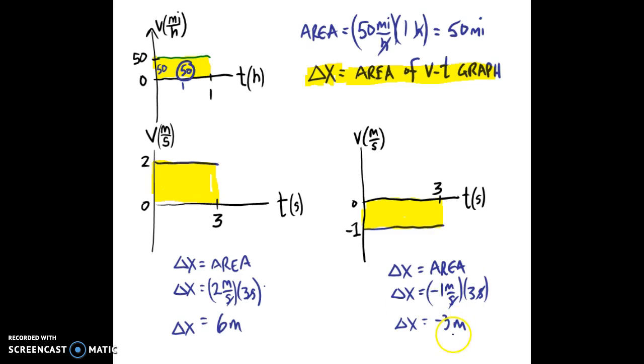This object moves 3 meters, but in the negative direction. It decreases its position 3 meters. So here are examples of calculating displacement using a velocity versus time graph, and you can always do this.